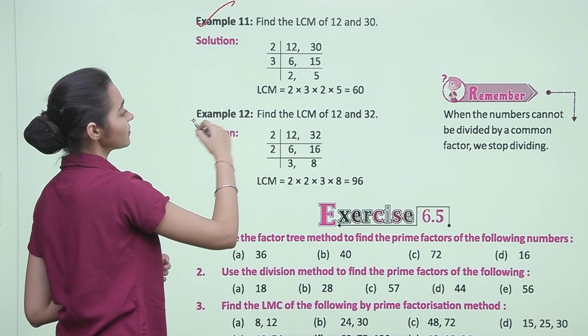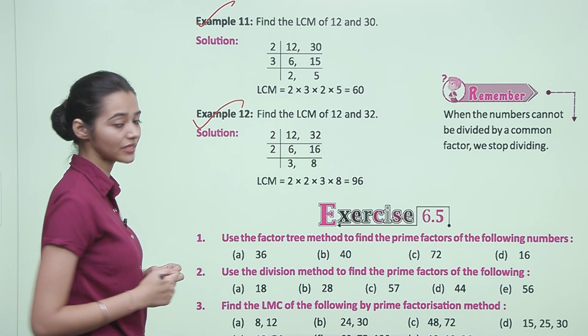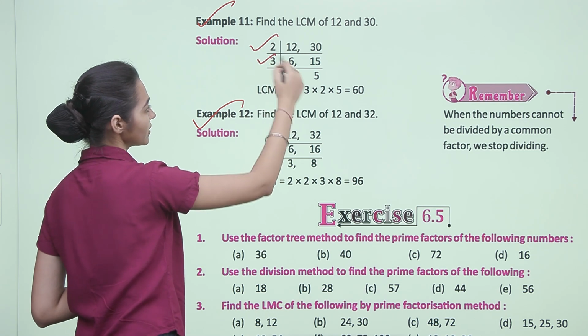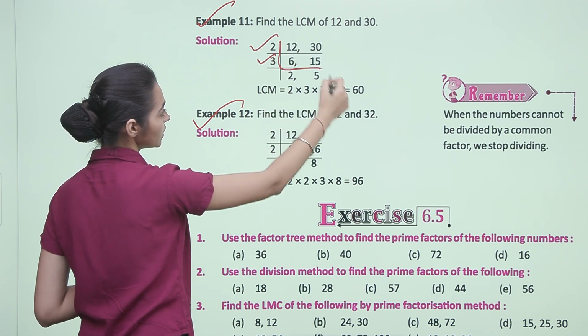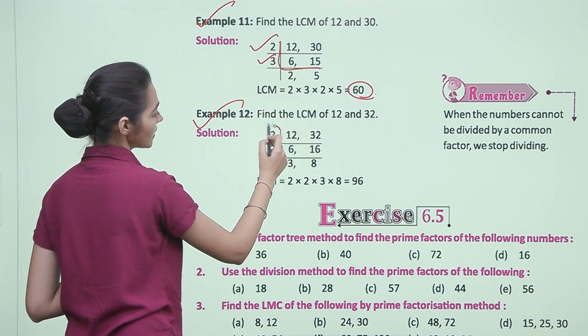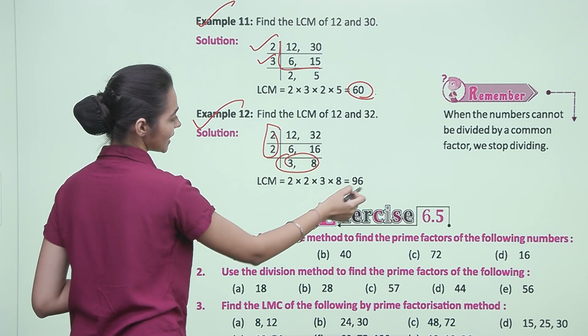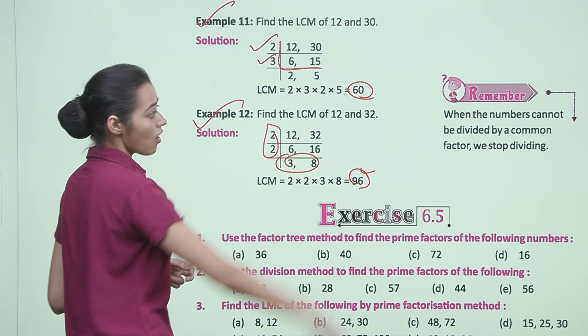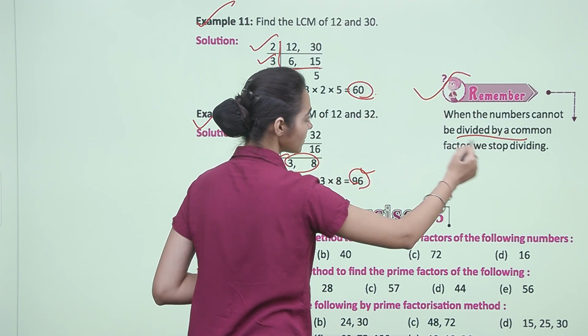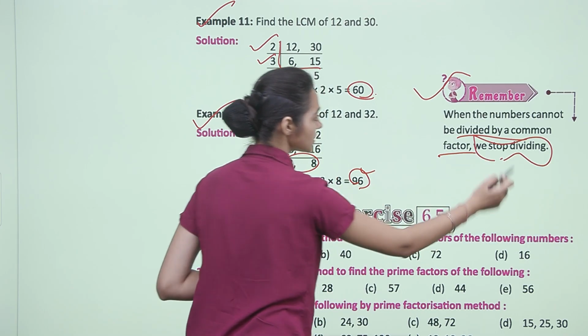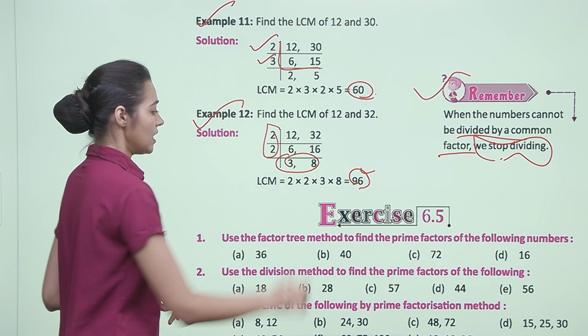For example, here we have done it by the division method. Firstly we divided by 2, then by 3, and this is 2 into 3 into 2 into 5, that is 60. Here we have 2 into 2 into 3 into 8, that is 96, is the LCM. Now always remember, when the numbers cannot be divided by a common factor, we will stop dividing.